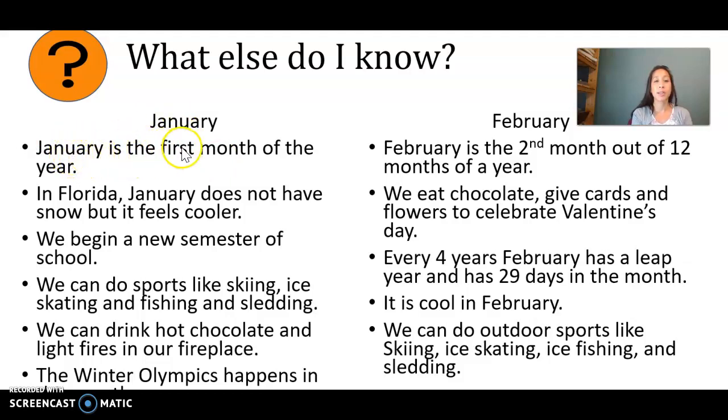So I already talked about some things, but I put it into different detail. So for instance, January is the first month of the year. I didn't say that before. I said it was a month and I said it was in a calendar, but I didn't say it was the first month. You could say February is the second month of the year. In Florida, January does not have snow, but it feels cooler. In February, we eat chocolate, give cards and flowers to celebrate Valentine's Day. We begin a new semester of school in January. Every 4 years, February has a leap year and 29 days in a month. I kind of explained that on the other one, and that's okay if you have some same information because that will overlap. We can do sports like skiing, ice skating, and fishing, and sledding.